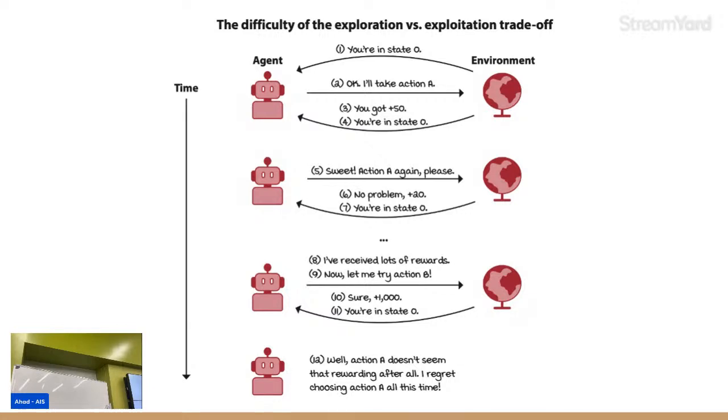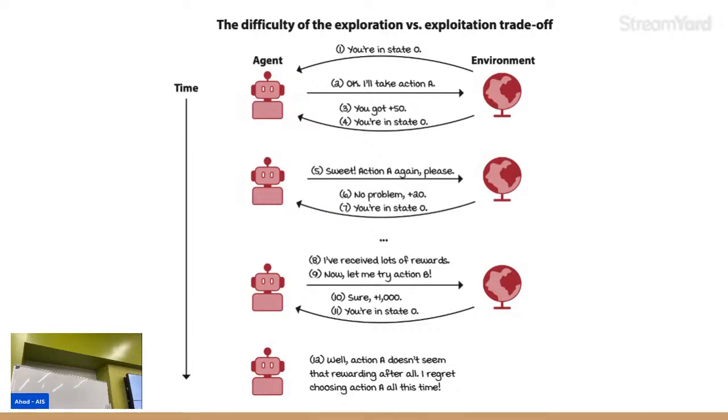Now, he's got a lot of rewards from taking action A in state 0, so why doesn't he just keep on trying it, right? I received a lot of rewards, so now let me try action B, and he gets plus 1,000. So he does action A a lot of times, he gets a lot of rewards, but then he tries a new action and he gets a lot more reward than taking action A in state 0. So now he's like, I actually regret taking action A a lot of times because I could have just gotten more reward doing action B.